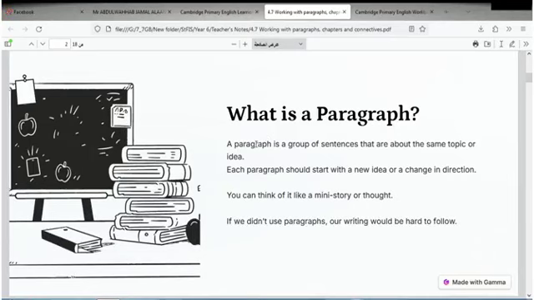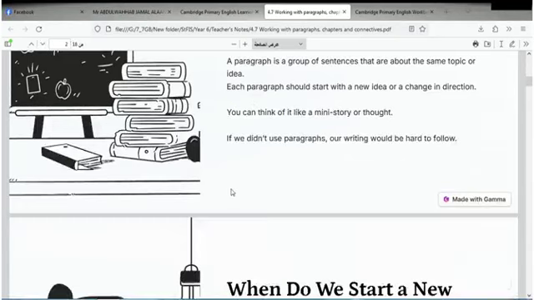So, a paragraph is a group of sentences that are about the same topic or the same idea. They are dealing with one topic and one topic only. Each paragraph then should start with a new idea or a change in direction. You can think of it like a mini story or a thought. If we don't use paragraphs, our writing would be hard to follow. Paragraphing is very important because it will organize your text.